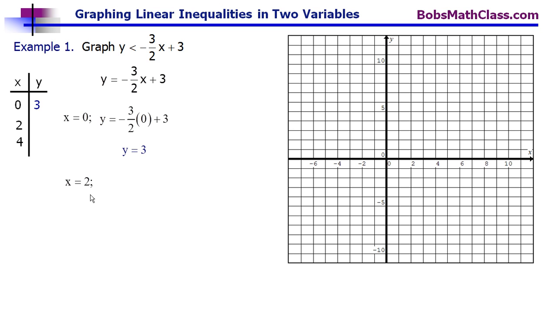Okay, we'll do x equals 2 now. Replace x with 2. 2's cancel. So negative 3 plus 3, that'll give you 0. So we'll put a 0 here across from the 2.